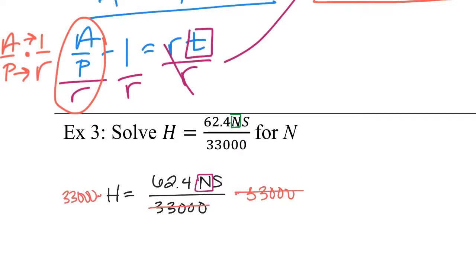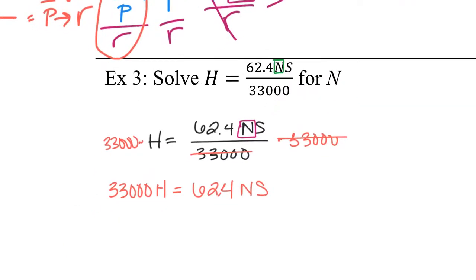So those are going to cancel. So we get 33,000h equals 62.4 ns. Now we need n alone. So all three of these are all sitting next to each other. 62.4, n, and s have no operation between them. So what that means is all three of these are being multiplied together.